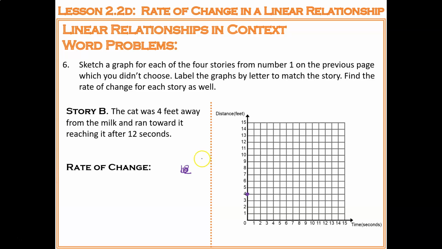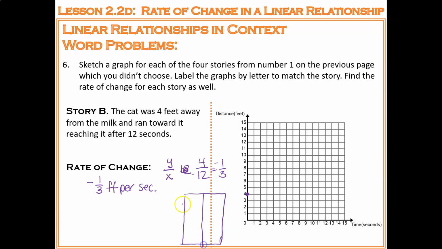We're actually going to take 4 and divide it by 12. Sorry. So the rate is -1/3 feet per second. Remember, it's your y over your x, and your feet is the y, and the x is the x. So, we can make a little table here, or I'll show you just how to do it on the graph.